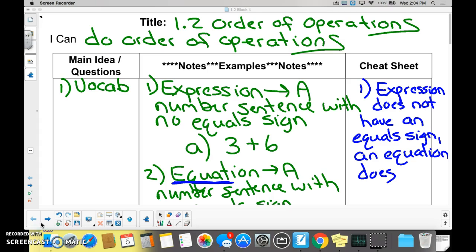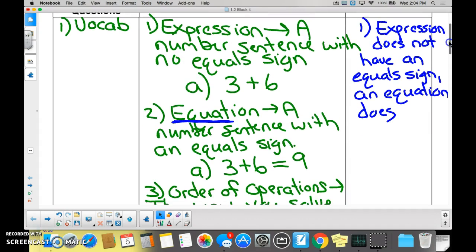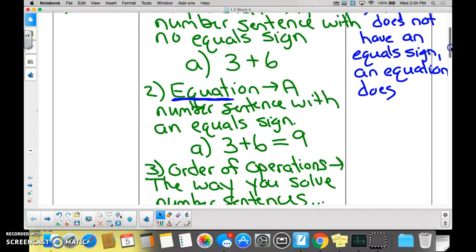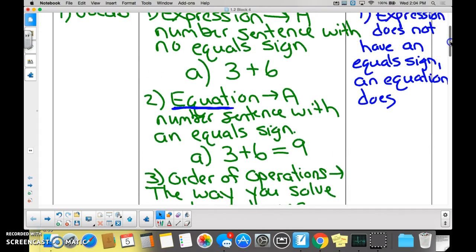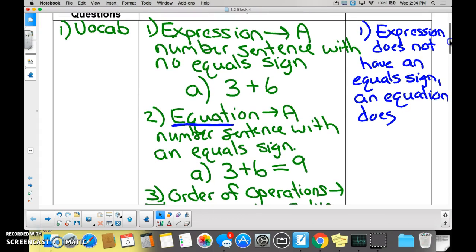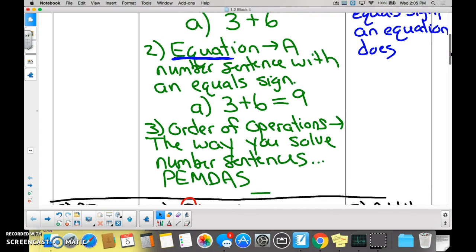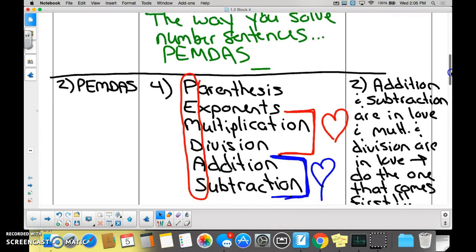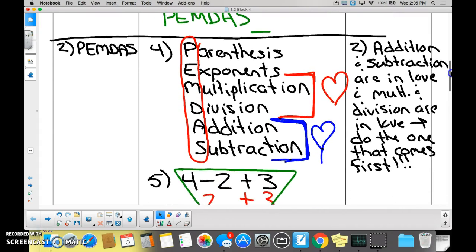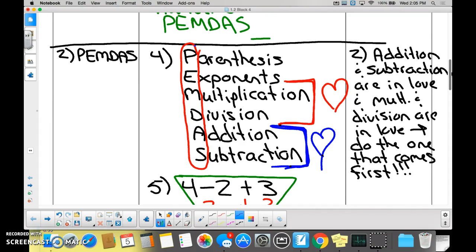So we had 3 key vocab words: expression, equation, and order of operations. Expression does not have an equal sign. Equation has an equal sign. And order of operations are the way you solve math problems that have more than one step. Okay? The most important thing that we learned probably so far this year in this class is PEMDAS. PEMDAS is the way that we're going to remember the order in which we solve problems using order of operations.